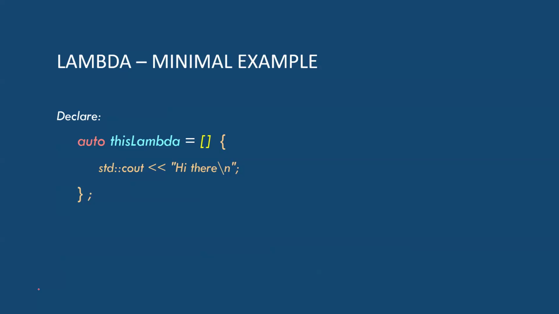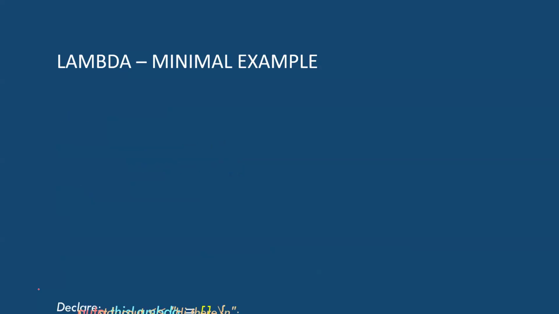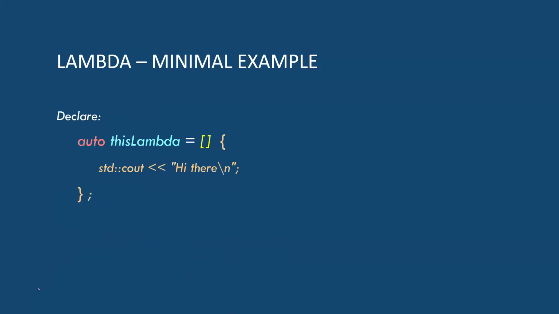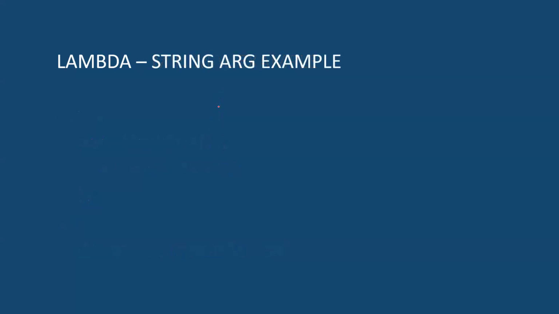Okay? So let's look at some actual code real quick. So we're going to say auto this lambda, empty capture, cout. Actually, am I missing my parentheses there? I feel like I'm missing my parentheses here. I think there should be. I could be wrong though. It's been a little bit since I did this example. But auto this lambda, square brackets. I'm not pulling in anything to the constructor. I'm just printing out hi there. And so I would call this function that way.